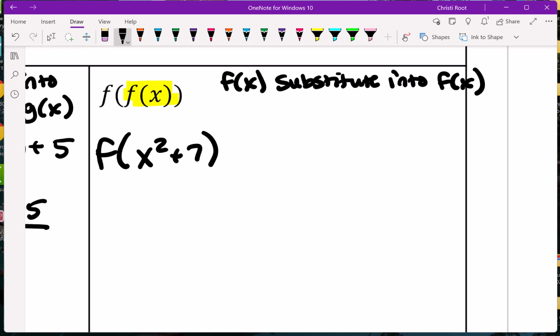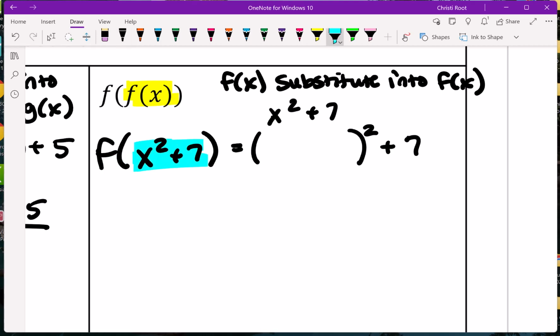That's what I substituted last time. The only difference is I'm substituting it back into f of x. So f of x is x squared plus 7. So I'm going to put big parentheses for the x, x squared plus 7. This is f of x. I'm going to replace that over here. So what I have in this input has to be for the x's over here.